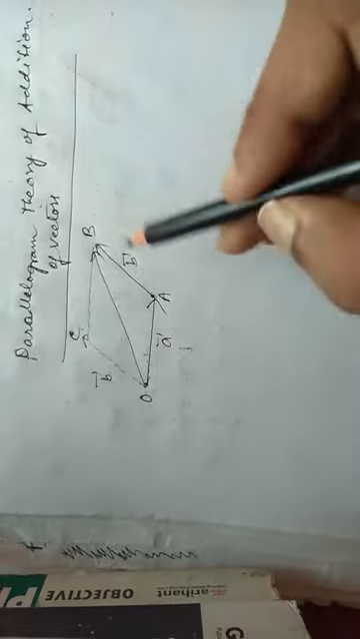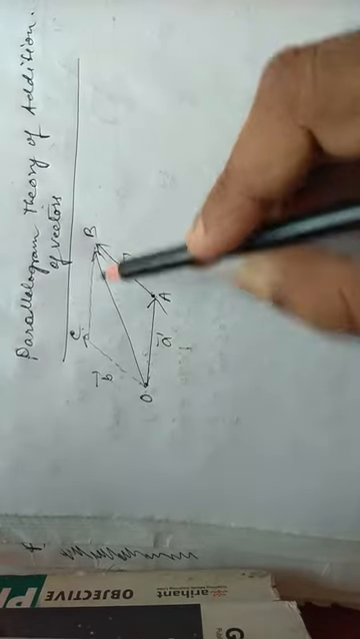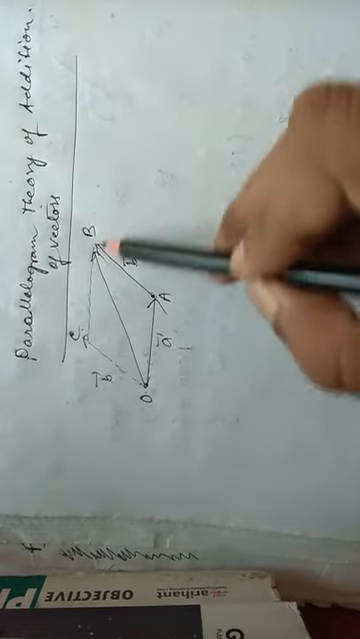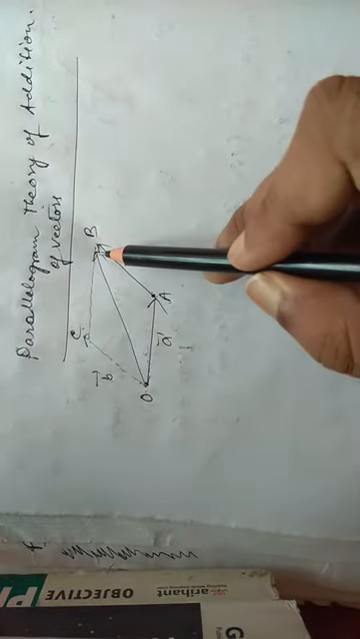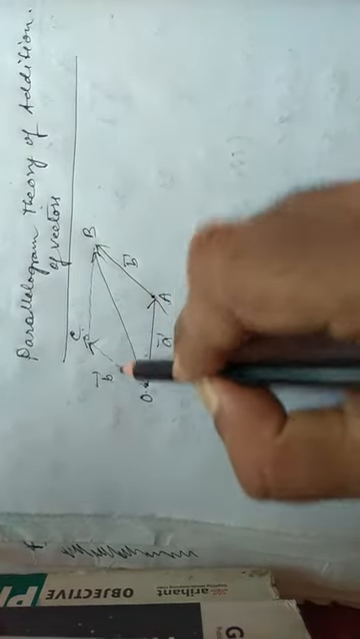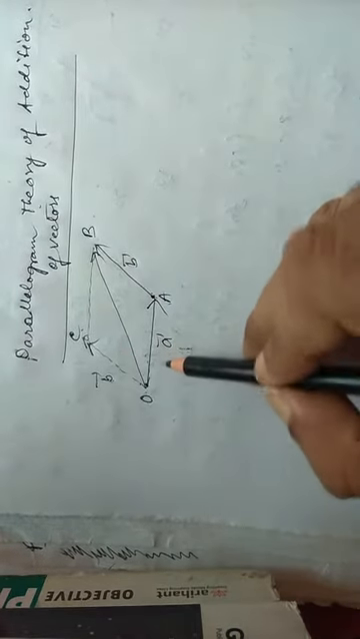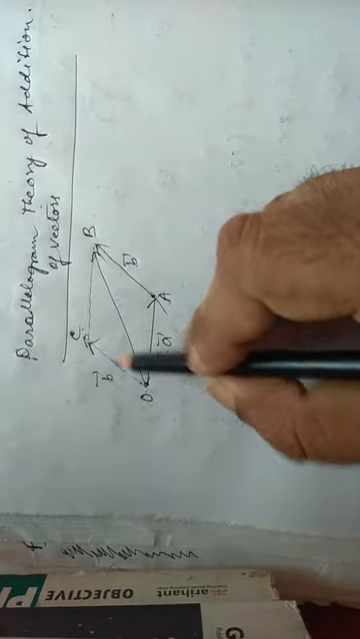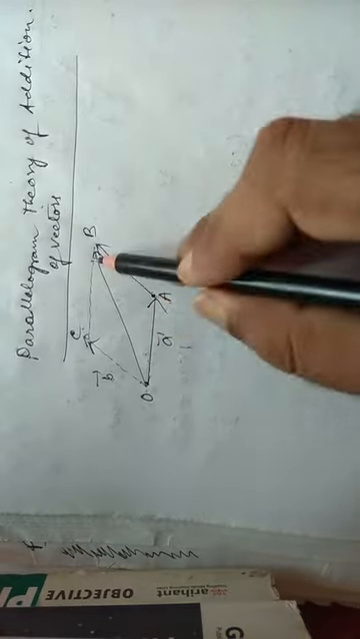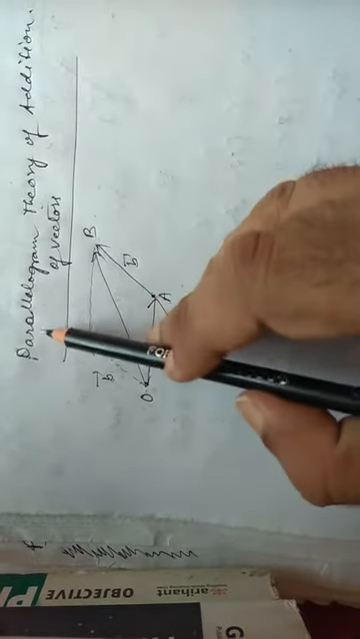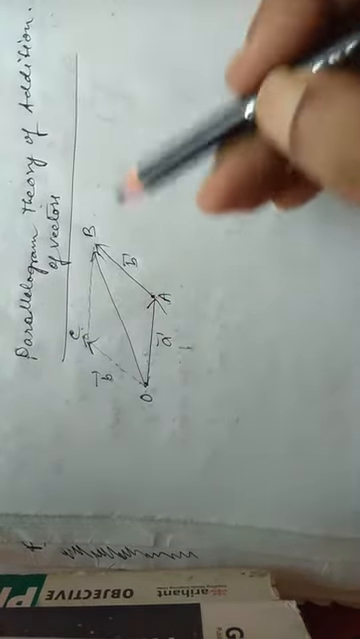So OC is parallel to AB and of the same length. Similarly, CB is parallel to OA and of the same length. Now if we call this vector B, because this was vector B, that means this is also vector B. So this turns out to be the parallelogram law. This is the parallelogram created, so it is known as the parallelogram theory of the addition of vectors.